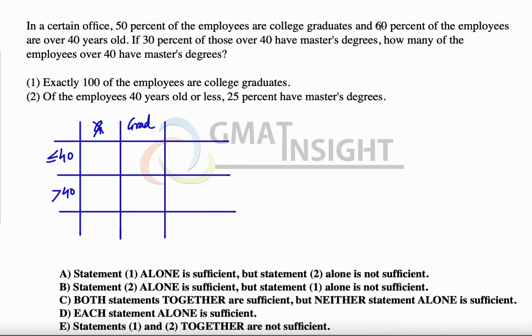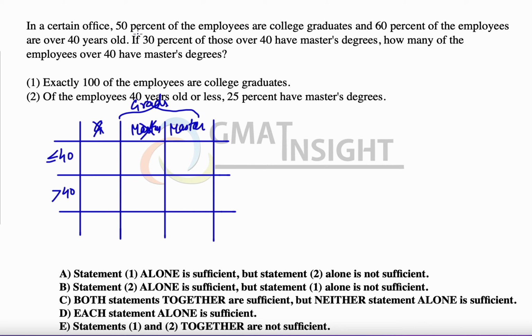50% of the employees are college graduates and 60% are over 40 years old, and 30% of those over 40 have a master's degree. Alright, so in the grads there are two possibilities: one, people who have a master's degree, and second, people who do not have a master's degree. So I'm going to make a small change, and I'm going to say that these two columns are graduates. Some do not have masters, only graduates, and some have the masters. So for graduates there are two columns that I have taken.